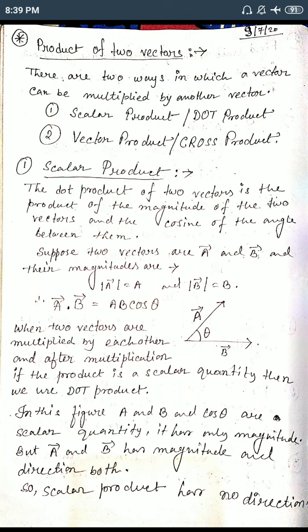Because the scalar product has only magnitude, this AB cos theta gives us the magnitude of the product A dot B. It has no direction, that's why this is called a scalar product. Okay, clear?